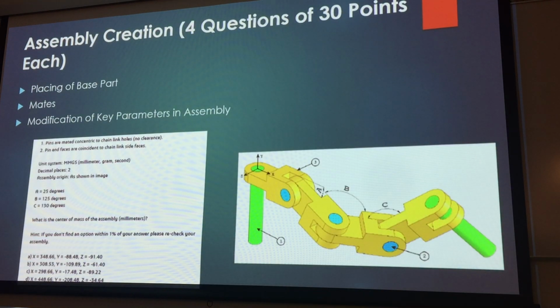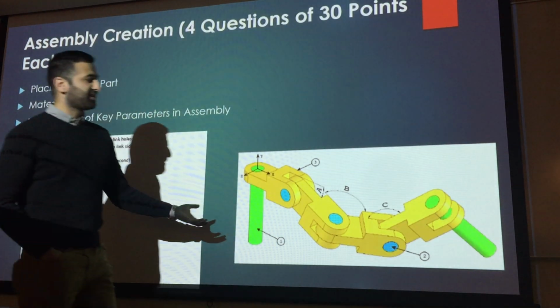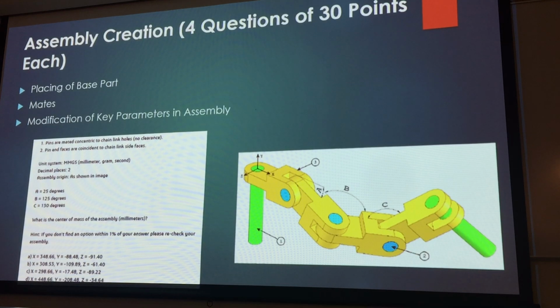And then your last one is going to be an assembly. 4 questions, 30 points. So placing of base part, mating, modification of key parameters in an assembly. Right, so for this one, even on the CSWA, you're really not gonna need to insert your own coordinate system, most likely.